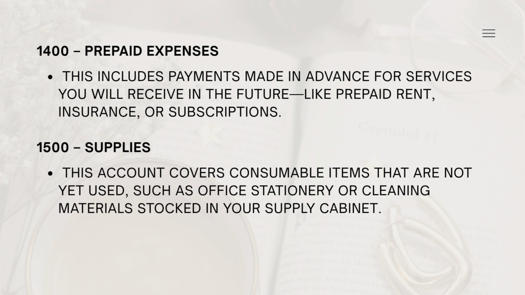1400, prepaid expenses. This includes payments made in advance for services you will receive in the future, like prepaid rent, insurance, or subscriptions. 1500, supplies. This account covers consumable items that are not yet used, such as office stationery or cleaning materials stocked in your supply cabinet.